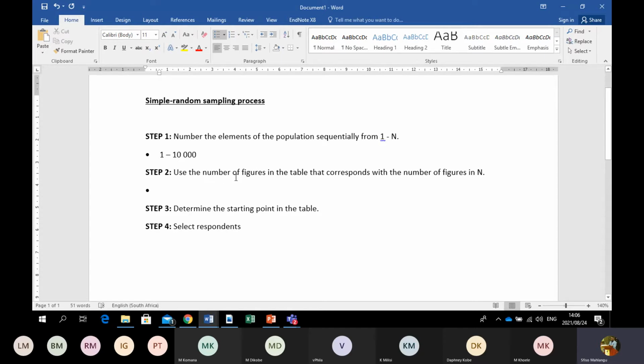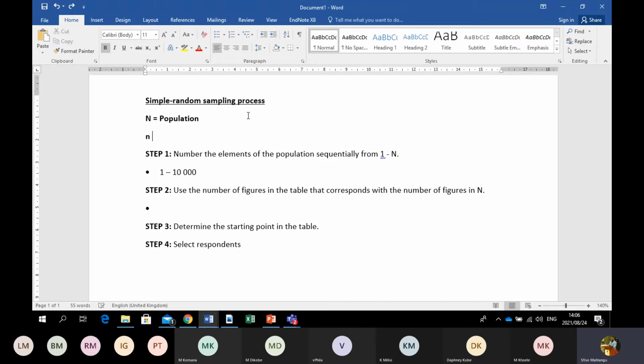On step 2, it says we must use the number of figures in a table that corresponds with the number of figures in the population. So this capital N stands for population. I just want to indicate that somewhere so that you always know. A small n in this step stands for sample, whereas a capital letter, uppercase, stands for our population. Our population is everyone who's in the list, hence we use 10,000.